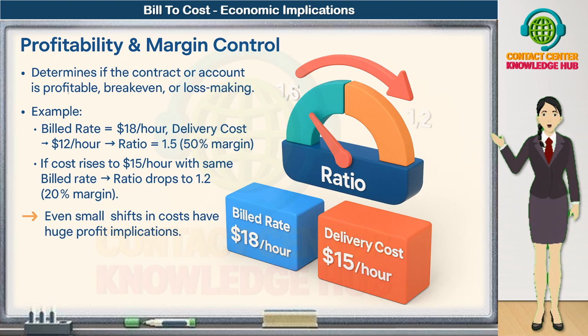Key insight: even slight cost fluctuations can have huge profit implications, making the build-to-cost ratio one of the most powerful indicators of financial sustainability.